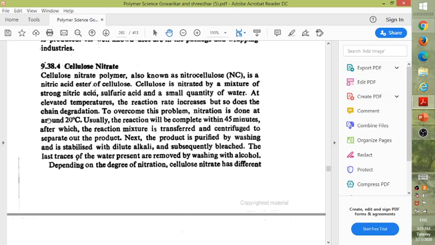First you need to understand what is happening here. It is a nitric acid ester of cellulose. So to make nitrocellulose, we have to carry out esterification reaction of cellulose. For carrying out esterification reaction of cellulose, we have to nitrate it with a mixture of strong nitric acid, sulfuric acid and a small quantity of water at around 20 degrees Celsius, and then usually the reaction will complete within 45 minutes, and the mixture is then transferred and centrifuged to separate out the product.